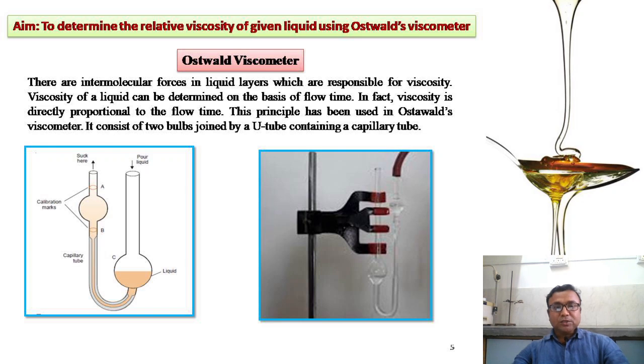Then the apparatus which is used for the determination of viscosity of a given liquid is the Ostwald viscometer. This is the name of the apparatus, the Ostwald viscometer.